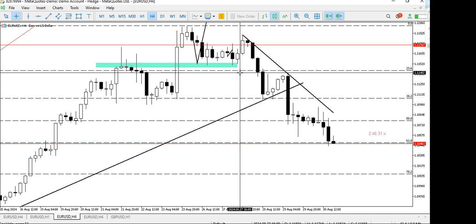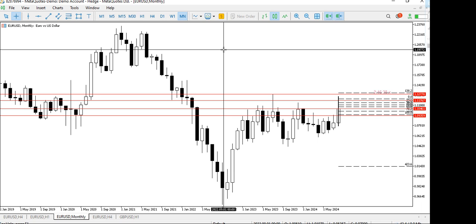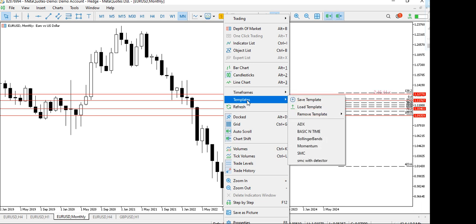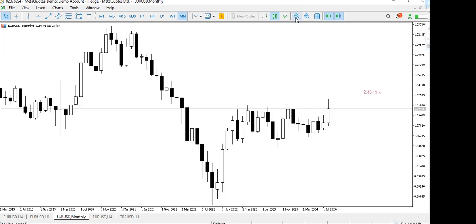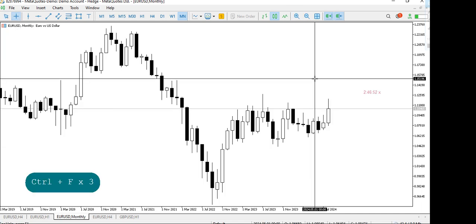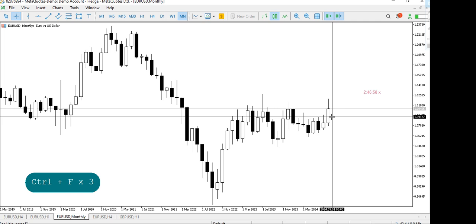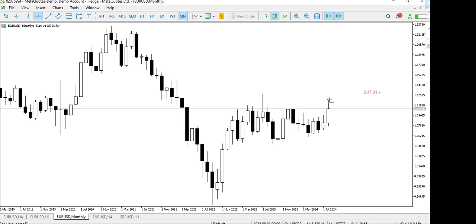That being said, let's go straight to the analysis for this week. So we've cleared the charts, and this is the monthly chart, you can see. Let's just identify some things. Since this is a monthly, we have printed a new monthly candlestick, completed a new monthly candlestick.